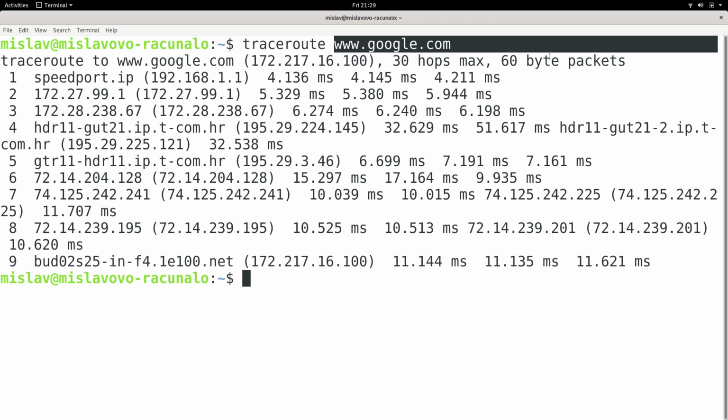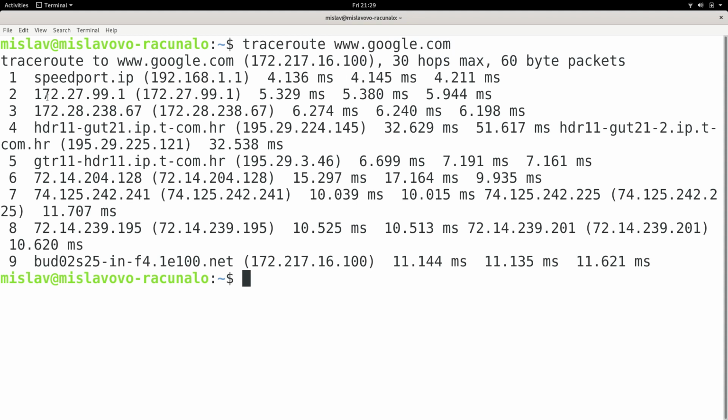www.google.com. If you were to see some asterisks, so here we don't see any asterisks, but if you see any asterisks instead of concrete information in any of these steps, that means that the router, and again, the router is the part of the networking hardware that routes the packets, is configured not to give away identifying information. Okay, so if you see asterisks, that basically means that somebody configured the router not to give information about itself.